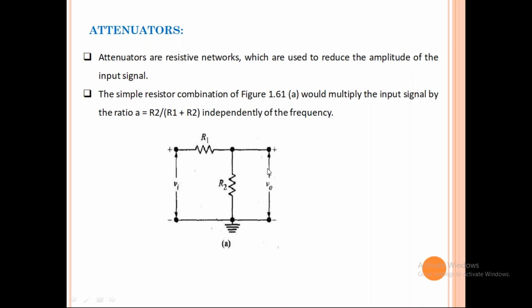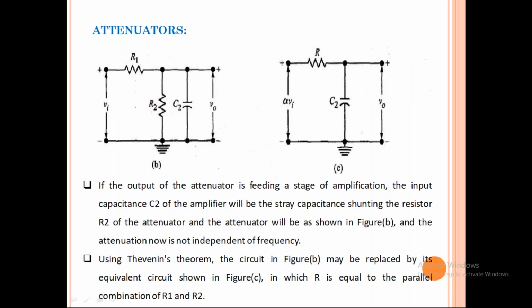Whenever this attenuator circuit is connected to either a CRO or any amplifier, the amplifier's stray capacitance will be connected across the resistor R2, in shunt connection. Because of this stray capacitance, the output voltage now depends on frequency, because capacitor reactance, 1 by j omega C, depends on frequency. That's why the output voltage depends on frequency.